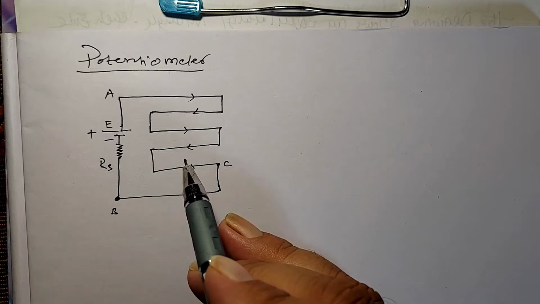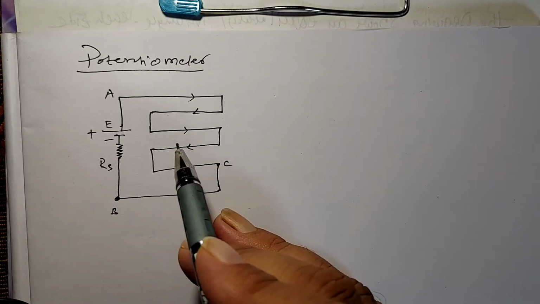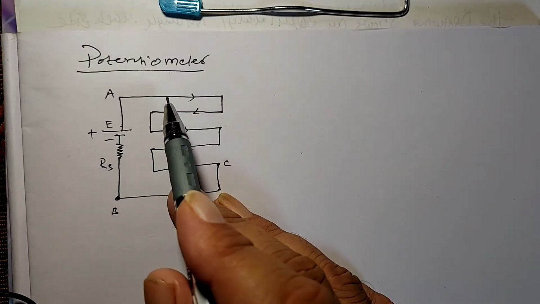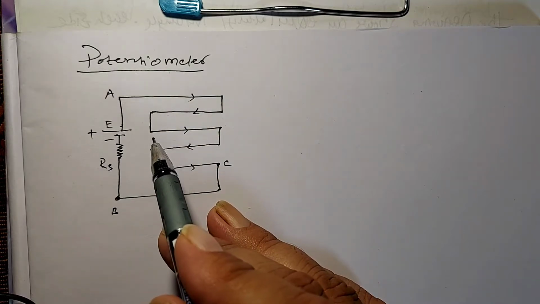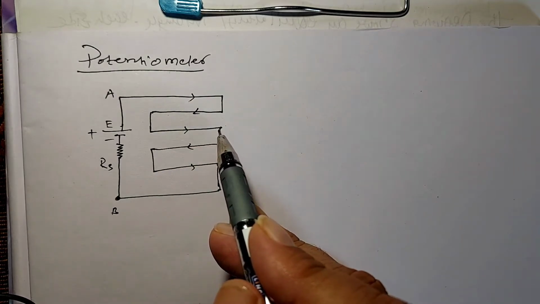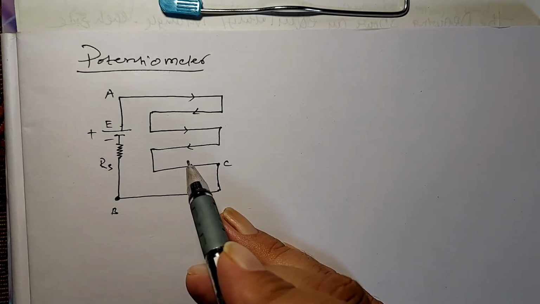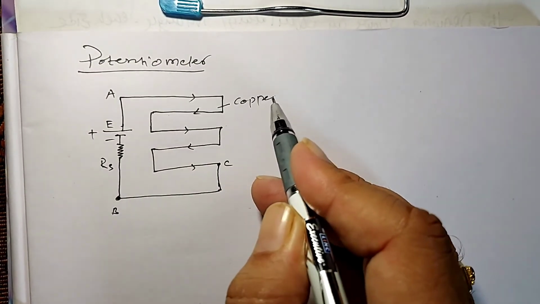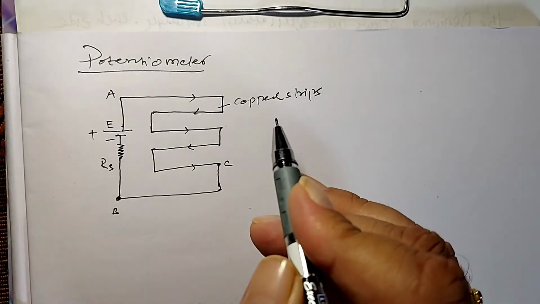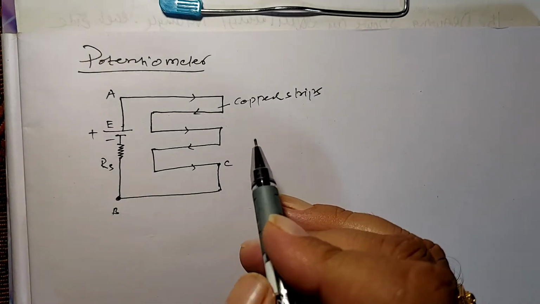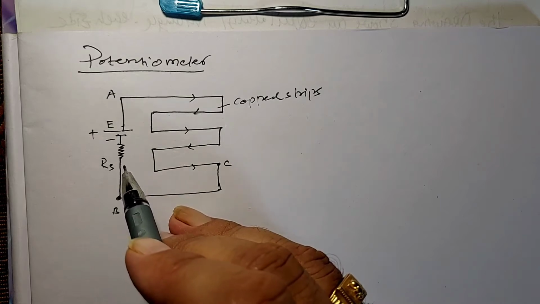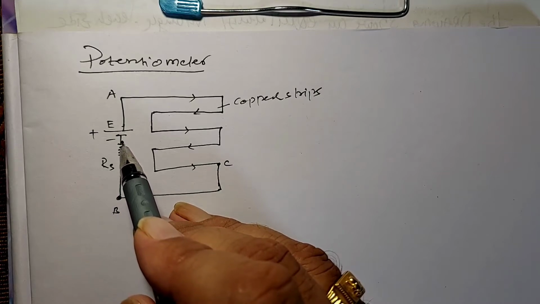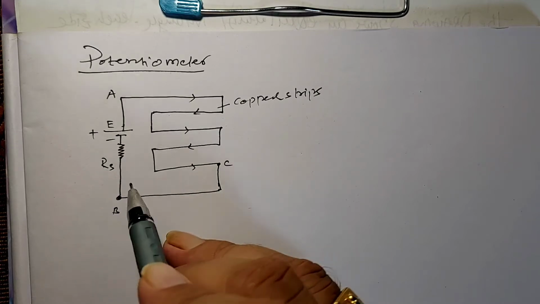This potentiometer consists of 10 meters of manganese wire of uniform cross section. All the wires are arranged parallel to each other, and they are joined by copper strips. These are copper strips. The two ends of the wire are connected to a series resistance and a battery of EMF E, as shown in the figure.